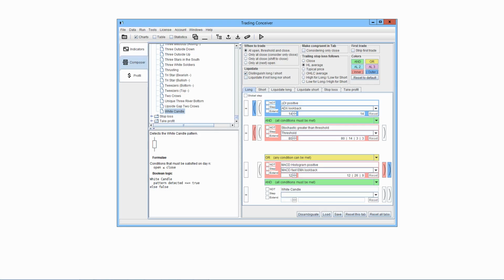Here we describe the use of parentheses in the Composer of Trading Conceiver. First we introduce the operator precedence concept. Then we show how to use parentheses in the Composer of Trading Conceiver. Finally, some examples of application are proposed.